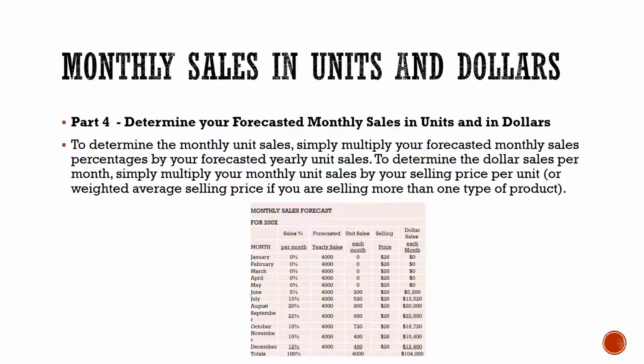So if you follow this sheet here, I took this from the original. This is what I originally predicted, my sales percent. My forecasted yearly sales is going to be 4,000. So units and sales each month. So notice down here, it didn't start till June. I took my 200 times my 26, and that's where I came up with my dollar sales each year.